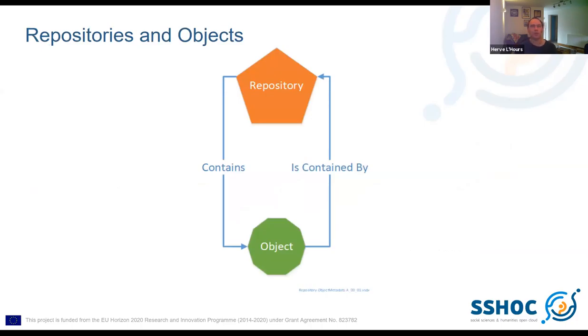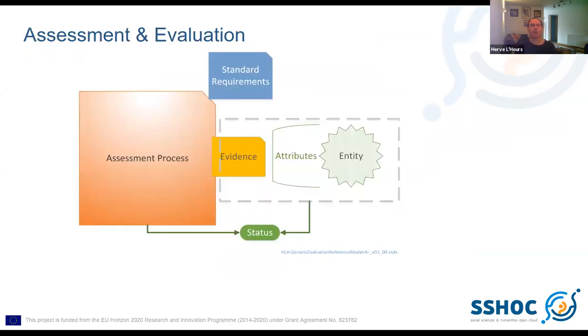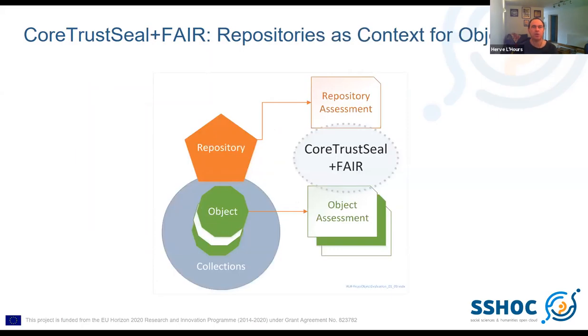As you'll have seen from the introduction, we're looking to join the repository certification to the object context in some way. Across this, we've got to look at our object data, our object metadata. And the repository is also responsible for process metadata and other business information. And this is kind of where the evidence comes from of your core trust seal practice. To get either the objects or the repository certified, we need to be looking at a fairly standard model for assessment and evaluation, looking at what the standard requirements are, having an assessment process which is clear to us. That assessment process really uses evidence against the attributes about an entity, repository, data, or whatever, to come up with some kind of conclusion, to reach a status evaluation at the end. And you need to have that for both sides of the equation.